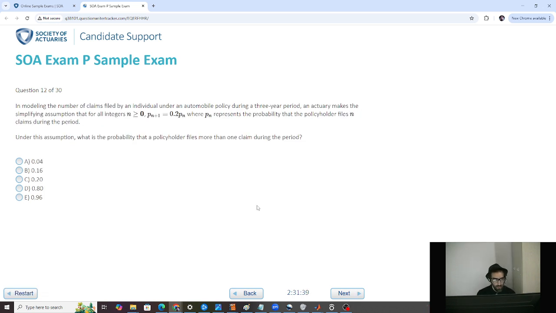In modeling the number of claims filed by an individual under an automobile policy during a 3-year period, an actuary makes the simplifying assumption that for all integers n greater than 0, P(n+1) equals 0.2 P(n), where P(n) represents the probability that the policyholder files exactly n claims during that period. What is the probability that the policyholder files more than one claim during the period?